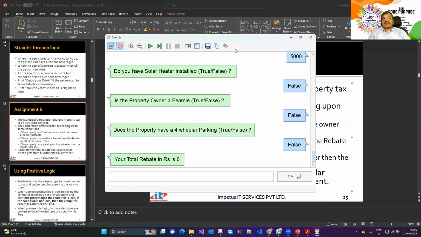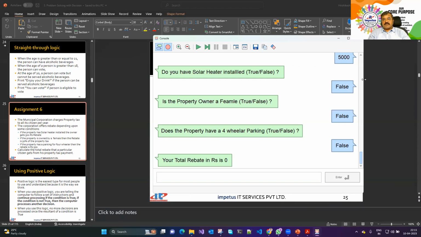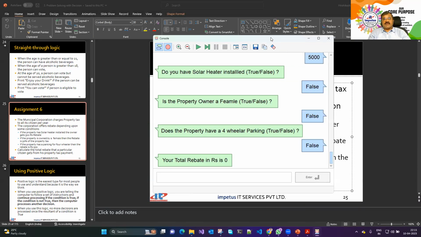So Sairam, your question was, should we use double equal to or single equal to? So single equal to is working. Otherwise it would have given us a different answer in this case.